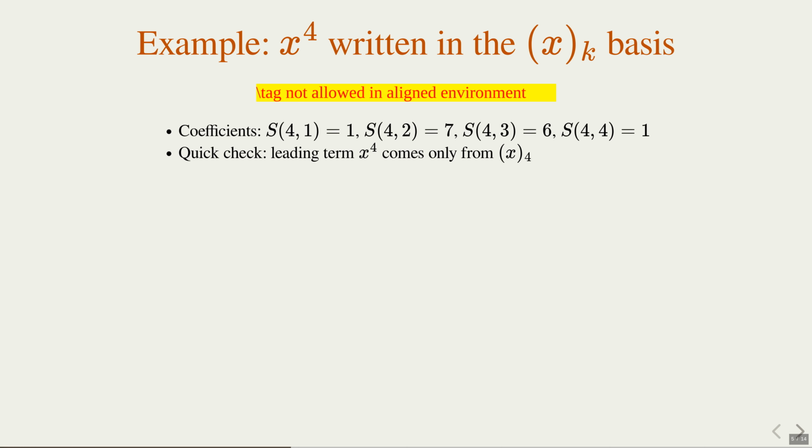A fast sanity check is the leading term. Only the length 4 falling factorial has an x to the 4 term, and its coefficient is 1, so the top degree behavior matches automatically. So from now on, you can read S of n,k as a coordinate conversion factor. It tells you how to rewrite powers in the falling factorial coordinate system.